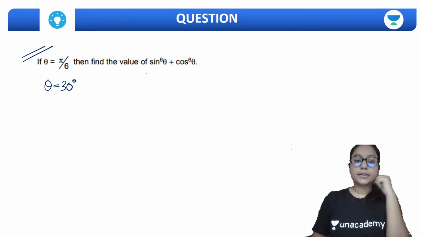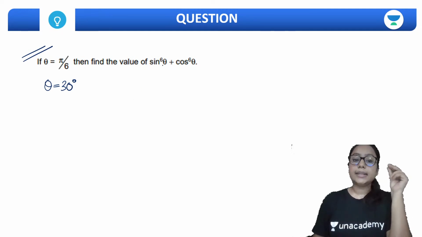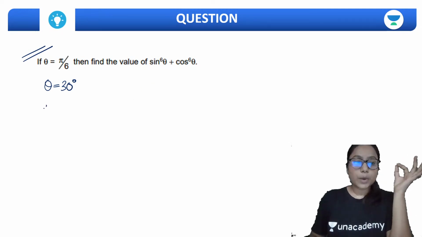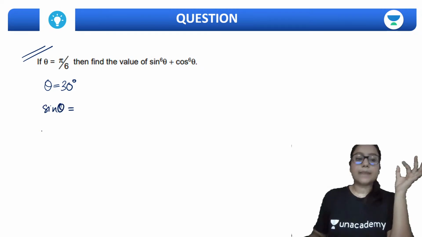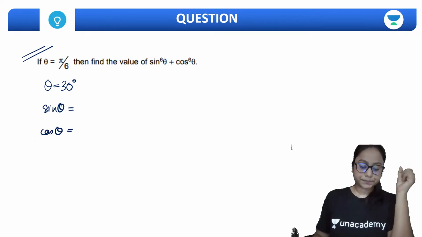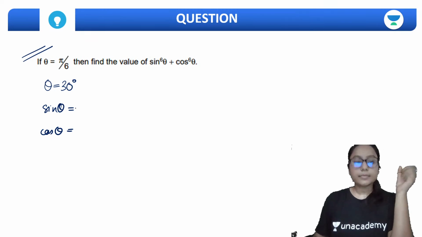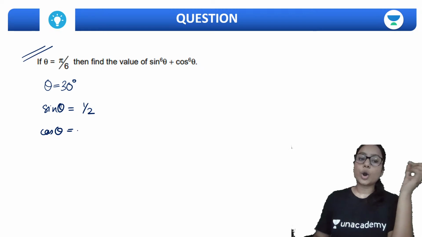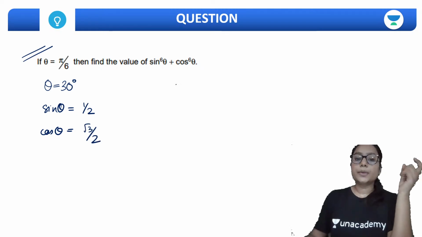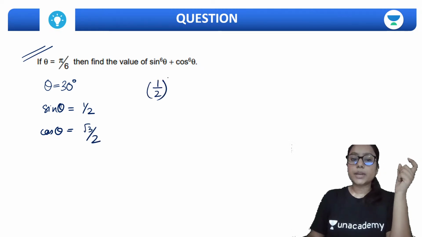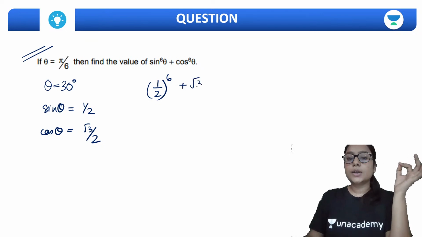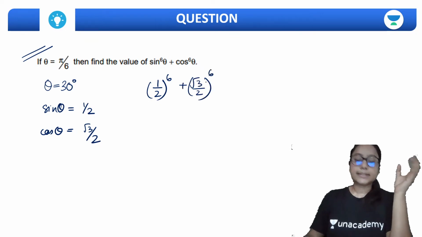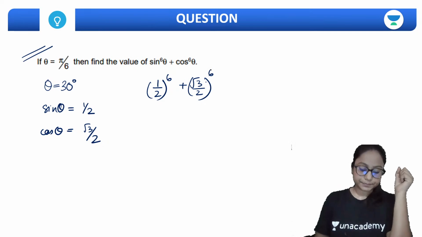Okay. Find sine theta raised to the power 6 plus cos theta raised to the power 6. So what is the value of sine theta and what is the value of cos theta? Sine 30 is 1 by 2. Cos 30 is root 3 by 2. Put the values here. 1 by 2 raised to the power 6 plus root 3 by 2 raised to the power 6. Okay.